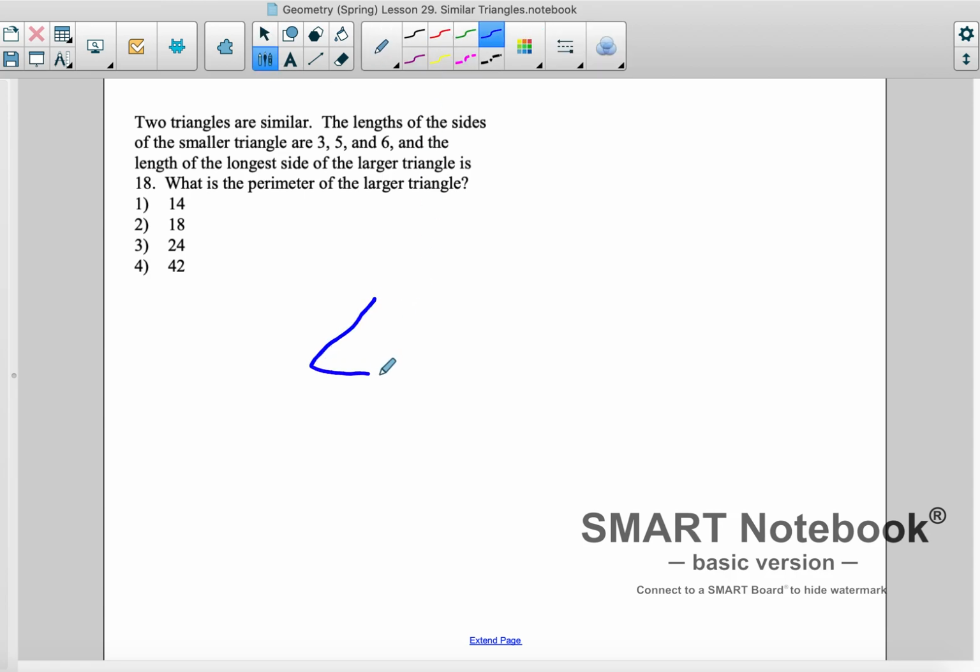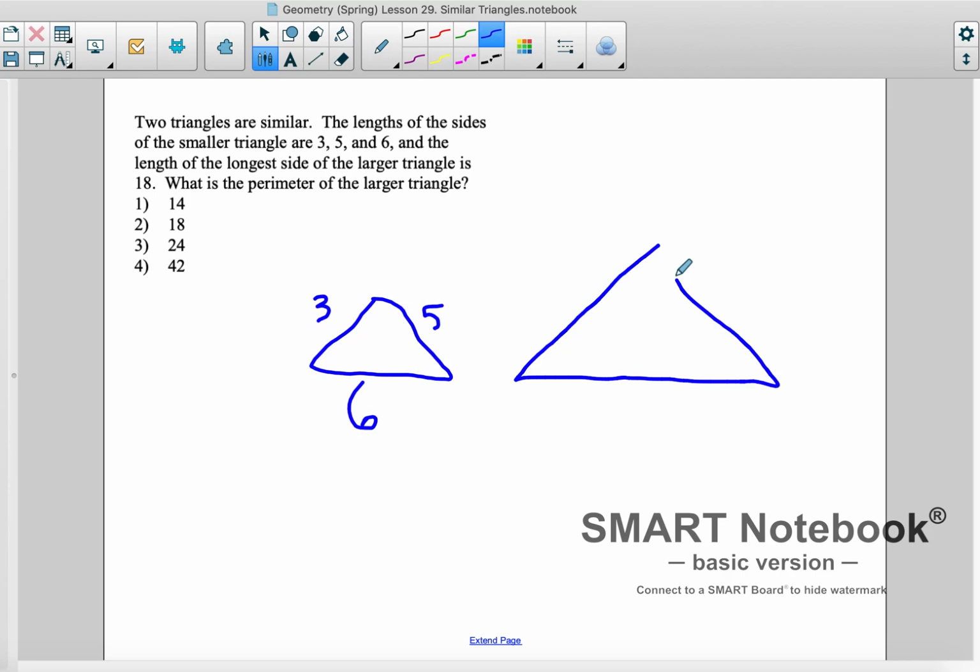So my suggestion is draw this out. And this is straight off of our Regents, right? So we got 3, 5, and 6, right? And then our larger triangle, we don't know what these sides are, but we do know the longest side. And if they are similar, then the longest side in the big triangle should match up with the longest side in the small triangle, and they should correspond to each other. So 18 should correspond to 6 here.